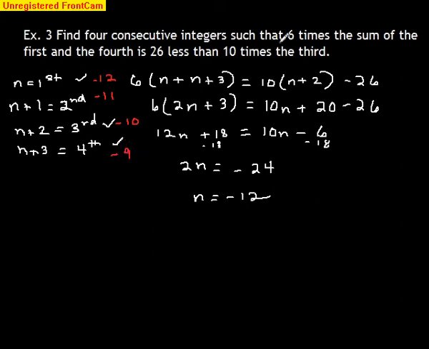Find 4 consecutive integers such that 6 times the sum of the first and the fourth is 26 less than 10 times the third. And then you can see if this works. You can just put this in the calculator. So that's how you can tell if it works, if both sides are equal.